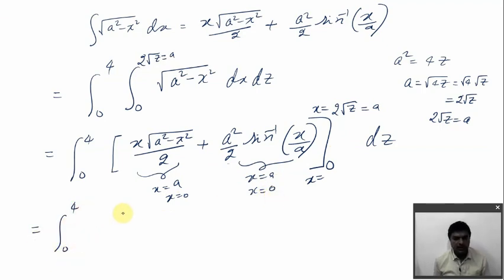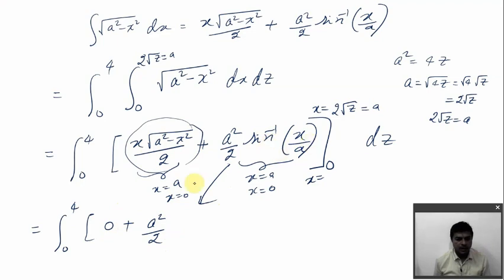Integration 0 to 4 is there. So next term. Here you can see when I put a in this, students, a square minus a square is 0. So this is 0 when I put the upper limit. When x is 0, this term is 0, so 0 into anything is 0. So when you put upper limit and lower limit for this, both the terms get 0. So I will put 0. Okay, plus a square upon 2 constant. I will take this term.